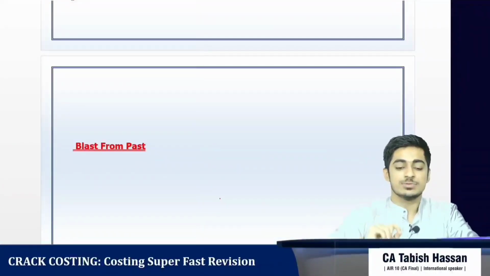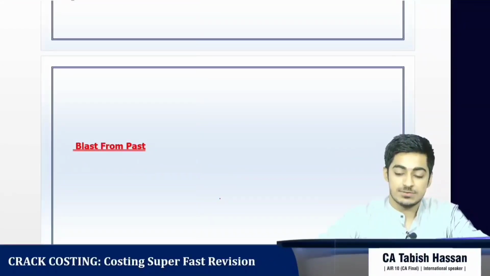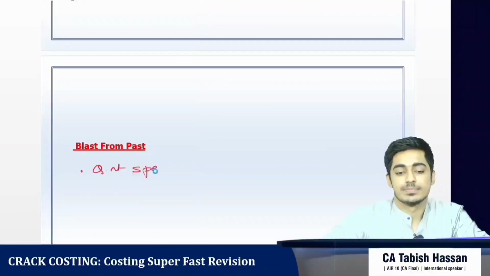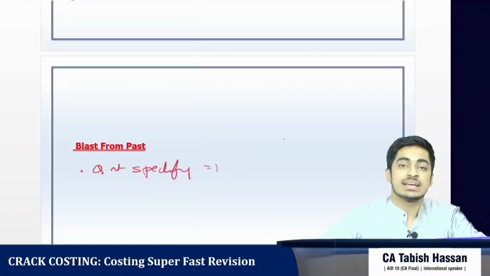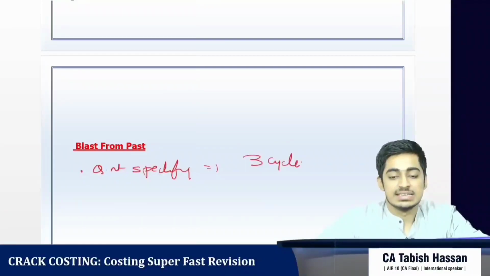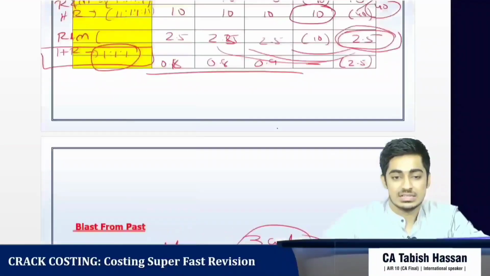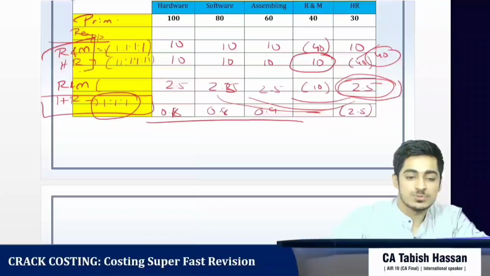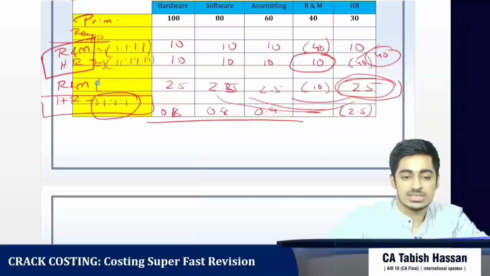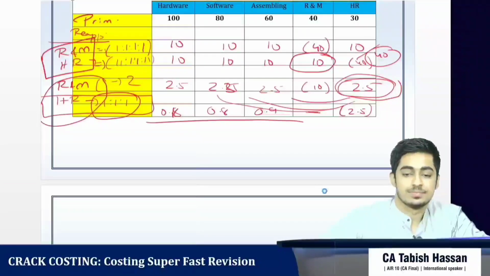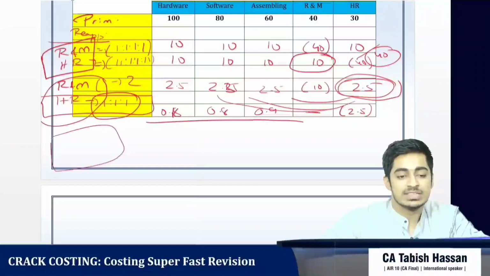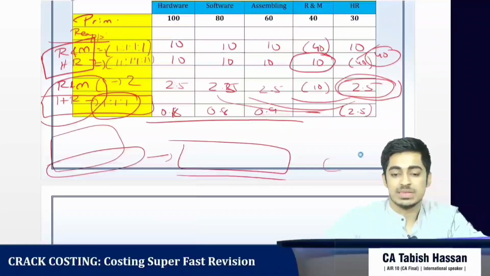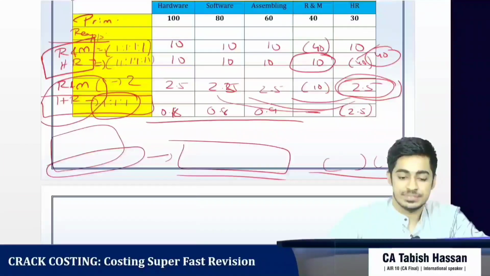So, blast from the past. What are certain things we have seen from the examination? If the question does not specify how many cycles to do, do it for 3 cycles. So what is 1 cycle? Once we reapportion for repairs and maintenance, and once we reapportion for HR, this is called 1 cycle. This is called the 2nd cycle. And if the amount is still big, do it for the 3rd cycle, and at the end of the 3rd cycle, distribute it only to the production departments, making the service department overheads nil. That's the first thing.